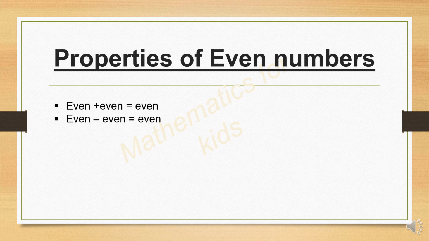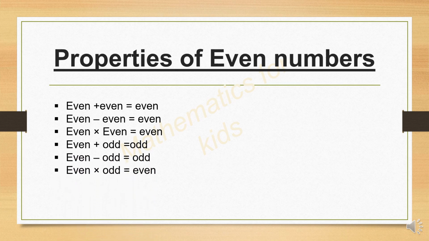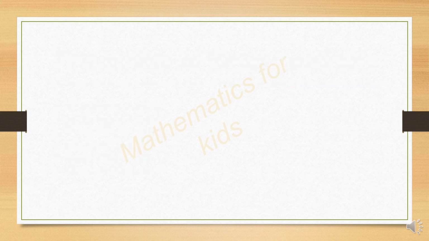Now, properties of even numbers. When we add, subtract or multiply two even numbers, the answer will always be an even number. When we add an even and an odd number, the answer is always an odd number, and when a subtraction takes place between an even and an odd number, the result will always be an odd number.